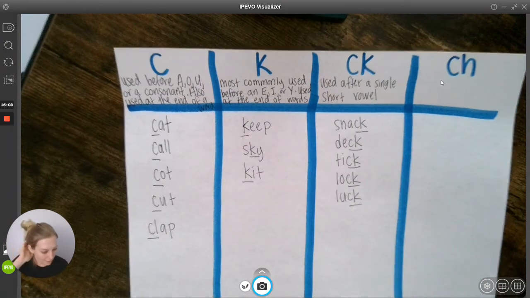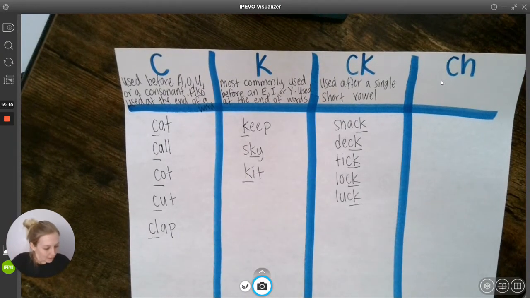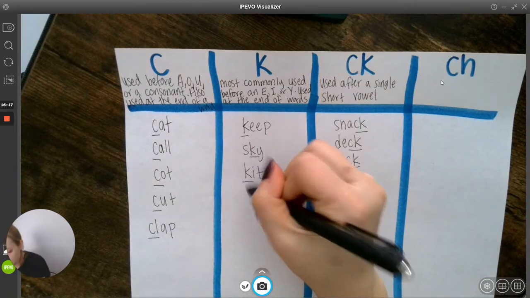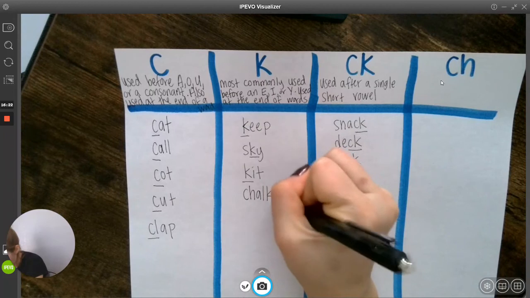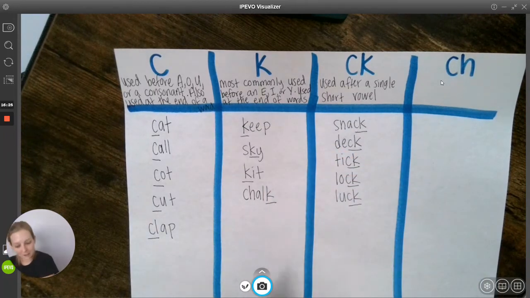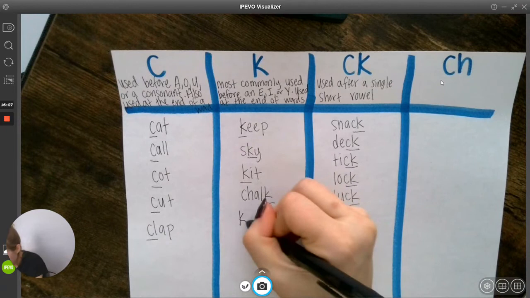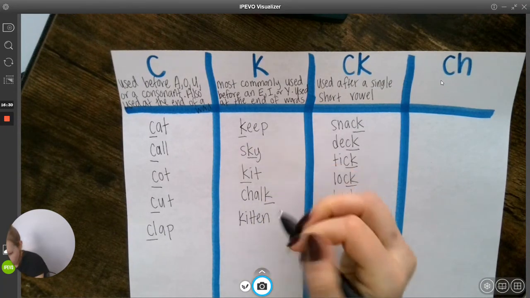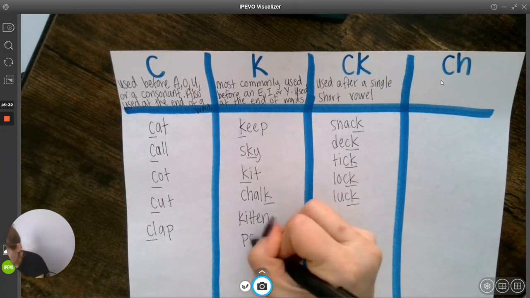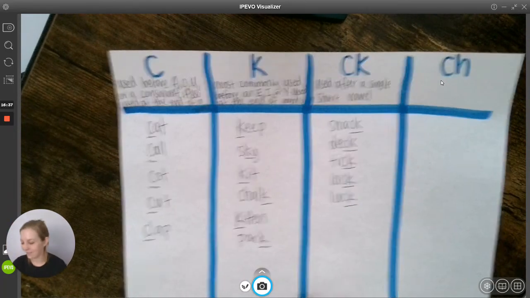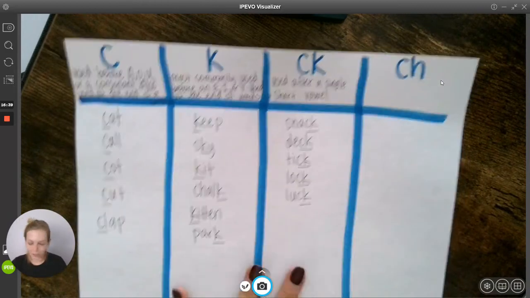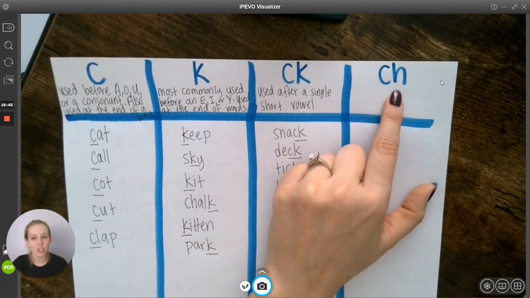Let's write some more examples. Let's do chalk, to show it coming at the end of words, and kitten, and park, and underline those phonograms. All right, moving over to our last phonogram, ch, k, sh.